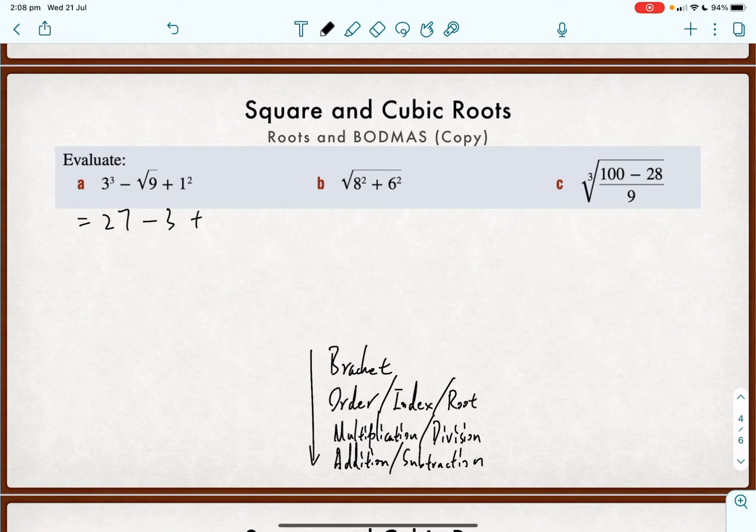And then plus 1 squared is 1. Okay. So now, because you only have addition and subtraction, you do from left to right. So 27 minus 3 is 24. 24 plus 1 is 25. I hope you get the first one right.